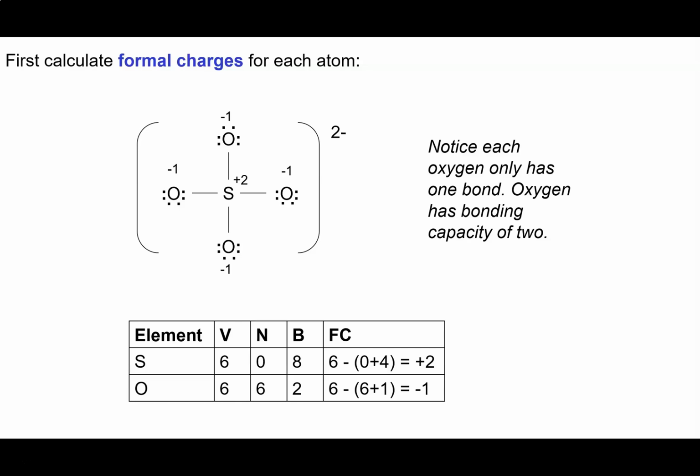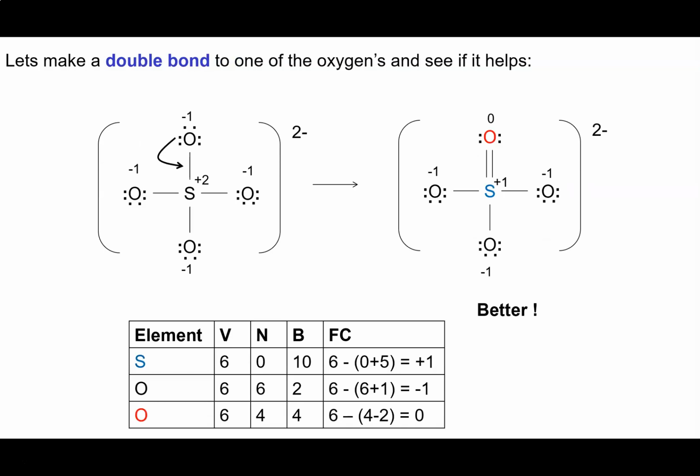So what I'm thinking here is, what about if I expand the valence shell on sulfur by bringing in one of these lone pairs and making a double bond? Would that make anything better? I go ahead and do that, because this seems reasonable, because I know oxygen does like to make 2 bonds. So I'm going to bring in this lone pair here and make a double bond. And now look what happened.